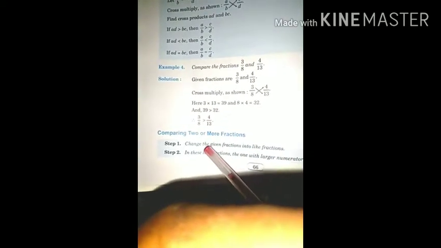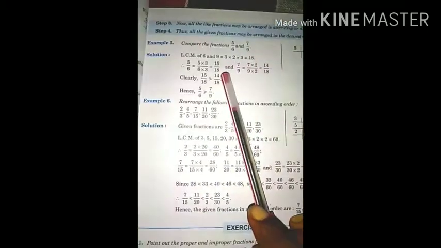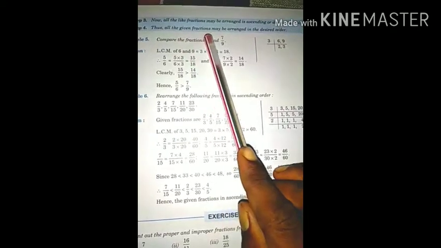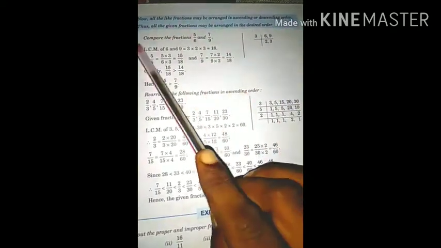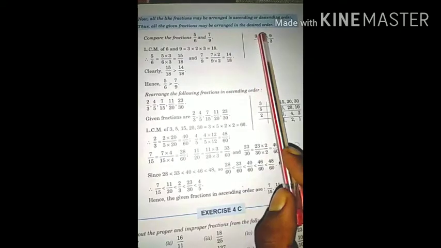Compare the fractions 3 by 8 and 4 by 13. By cross multiplication, we get 3 into 13, 39, and 8 into 4, 32. So 39 is greater than 32. This is why 3 by 8 is greater than 4 by 13. Now, to compare two or more fractions, change the given fractions to like fractions. Insert the like fractions with the larger numerator. Now all the fractions may be arranged in ascending or descending order. Thus all the given fractions may be arranged in the desired order.